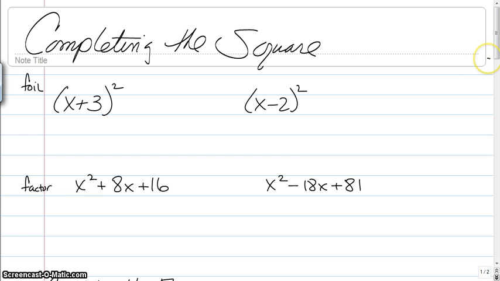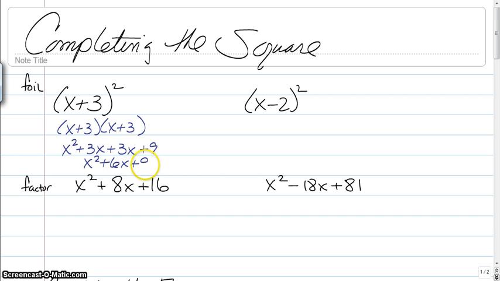Now, two little things we're going to do before we start completing the square is first, remember how to FOIL. X plus 3 squared is going to give you x plus 3 times x plus 3. Once you FOIL it, you're going to get x squared plus 3x plus 3x plus 9, which means it's x squared plus 6x plus 9. Notice how this middle, if we were to take half of this number and square it, we get 9.